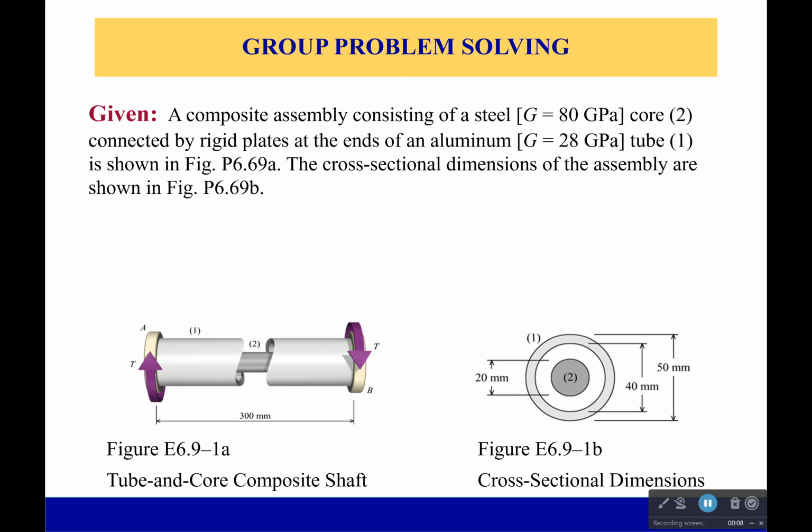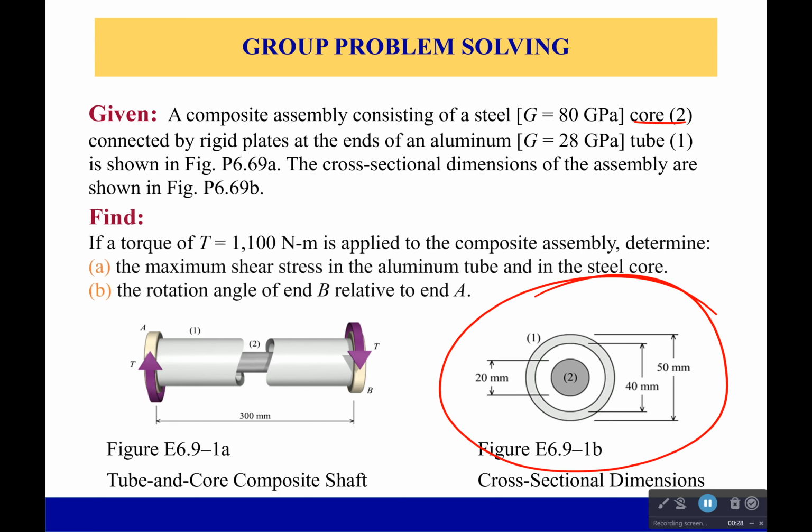Indeterminate torsional member problems. In this one, we have a composite assembly consisting of a steel core connected by rigid plates at the ends to an aluminum tube on the outer edge. The aluminum tube is hollow, the steel core is solid. You can see those dimensions right here.